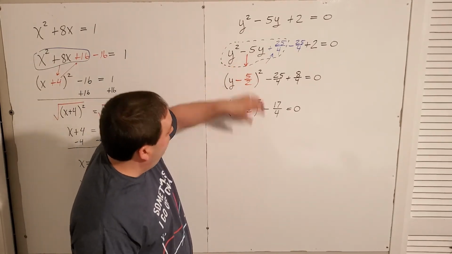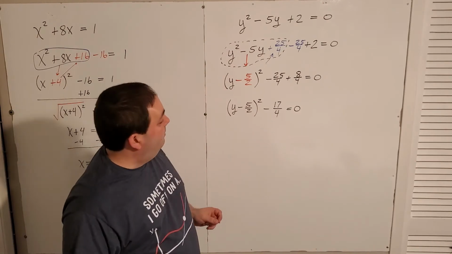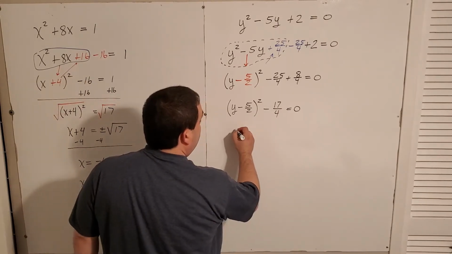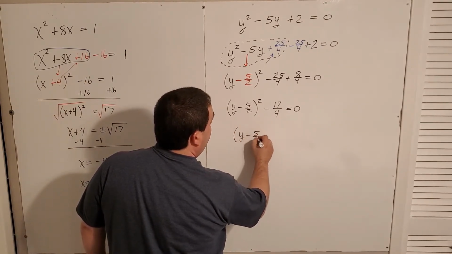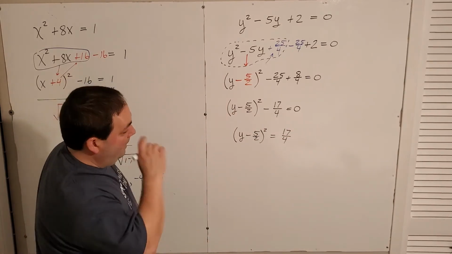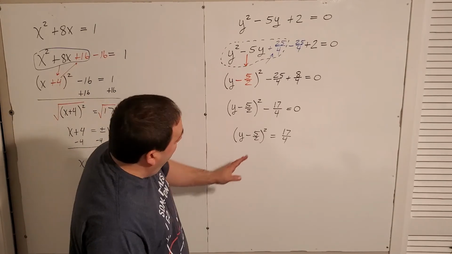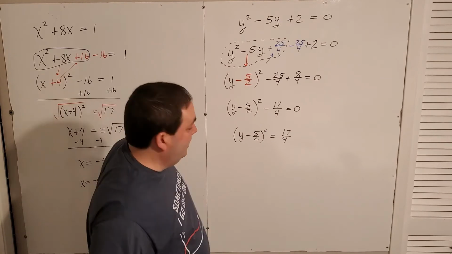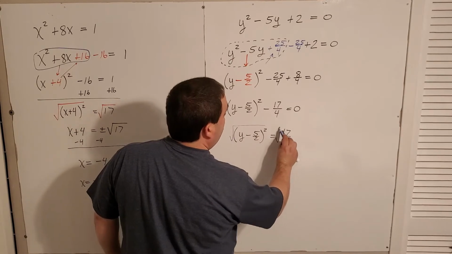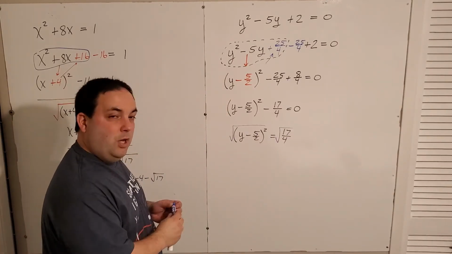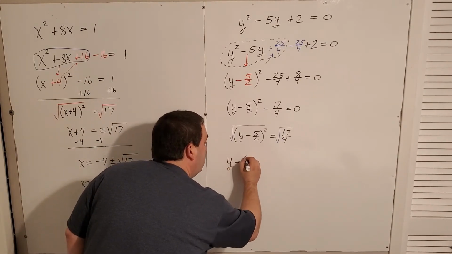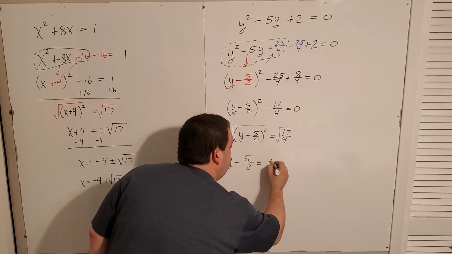So I'm just going to, like I said before, start unwrapping the present. Peel one piece at a time. I'm going to add the 17 over 4 to both sides. 17 over 4 plus 0 is still 17 over 4. Okay. Next, I'm going to square root both sides to get rid of the square, right? And since I'm introducing the radical to the party, don't forget he brings his buddies plus and minus to crash the party. So I'm left with y minus 5 over 2 is equal to plus or minus.